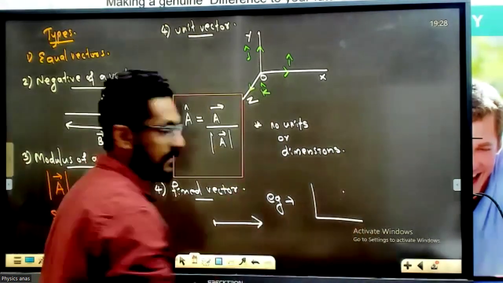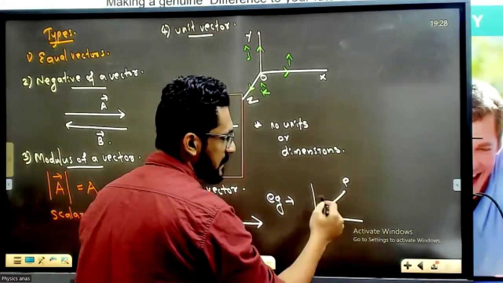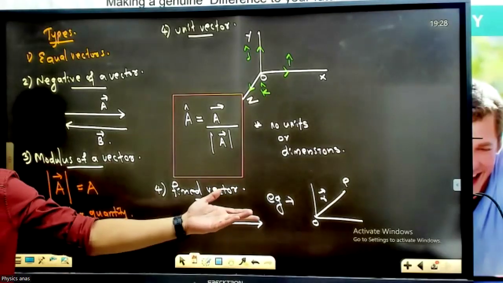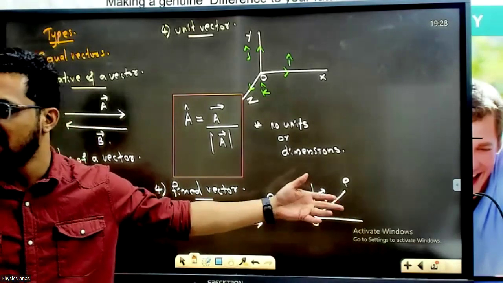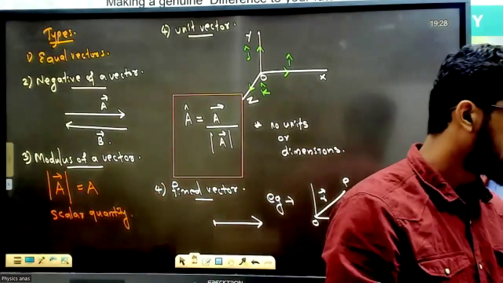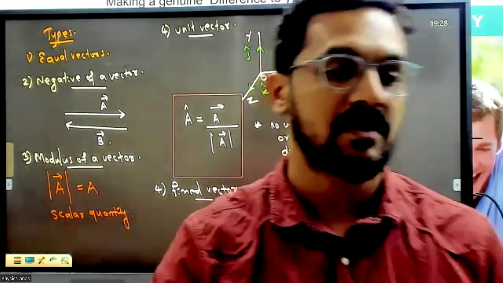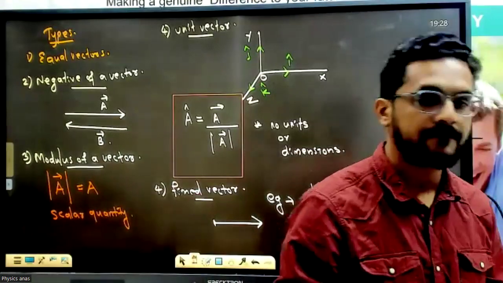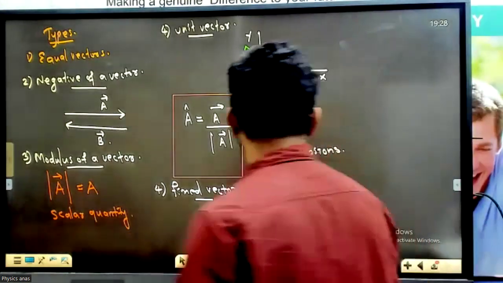If you have a point P here, this line from the origin is the position vector, and a position vector cannot be displaced to any other point. The tail end of the position vector is fixed, so it can be called a fixed vector. So write that example: position vector of a particle. Position vector is a fixed vector.